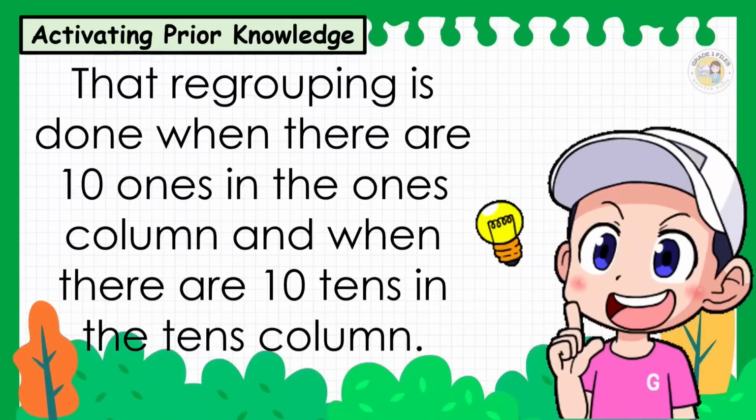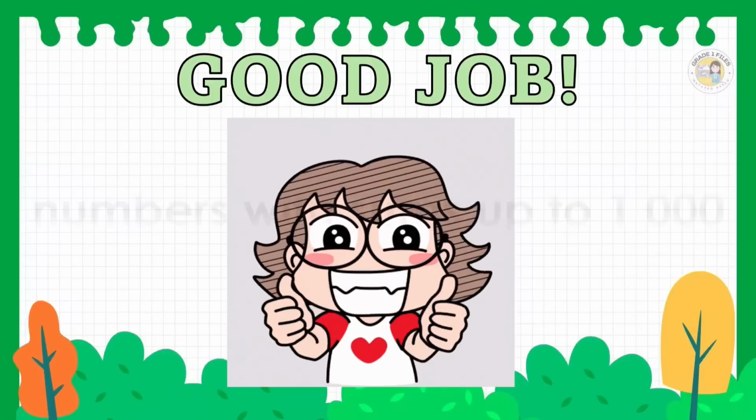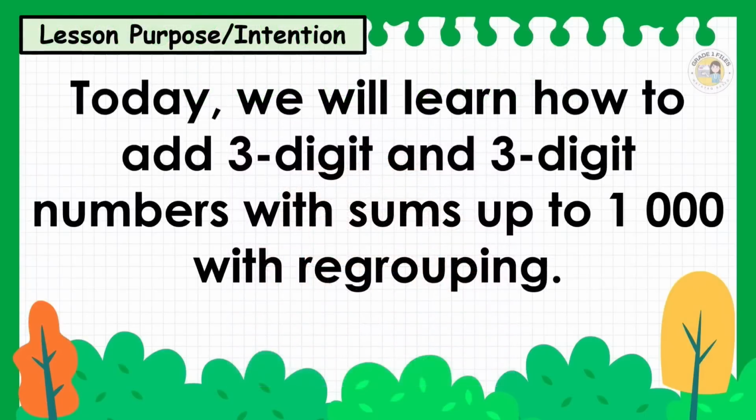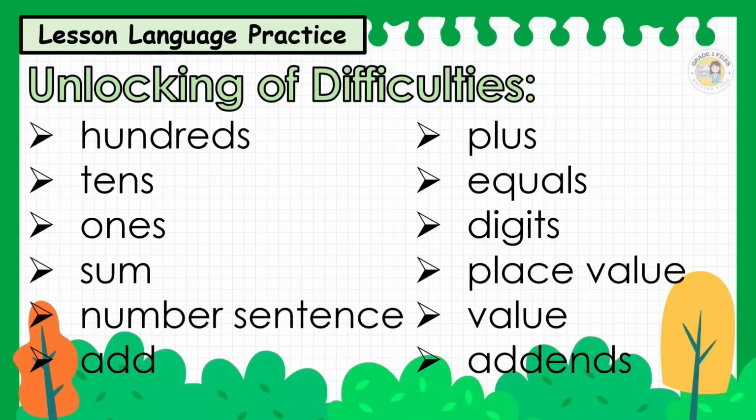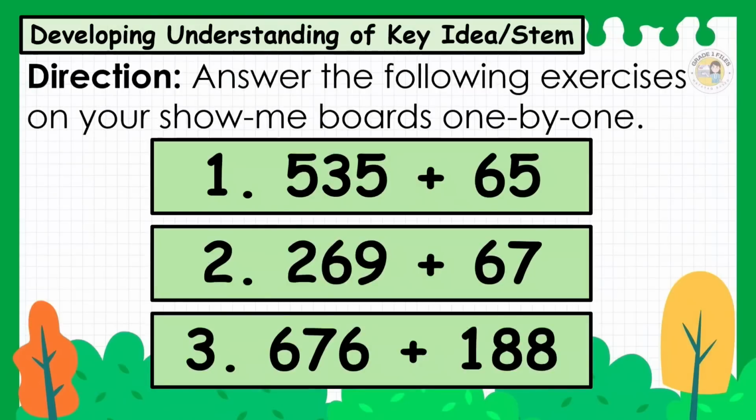That regrouping is done when there are 10 ones in the ones column and when there are 10 tens in the tens column. Today, we will learn how to add 3-digit and 3-digit numbers with sum up to 1,000 with regrouping. Here are some words that we could tackle during our lesson for today. Answer the following exercises on your show me boards one by one.